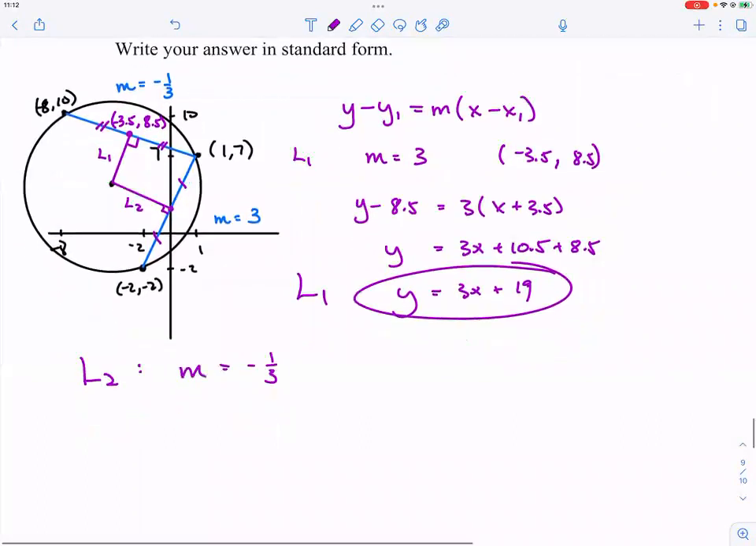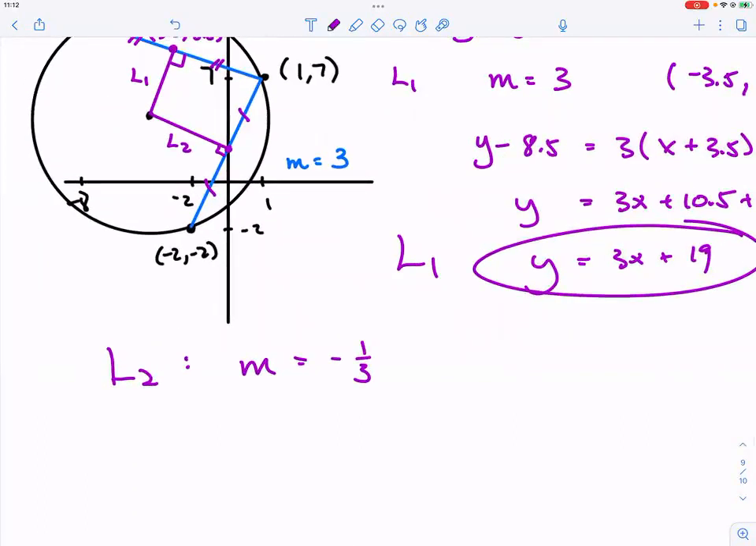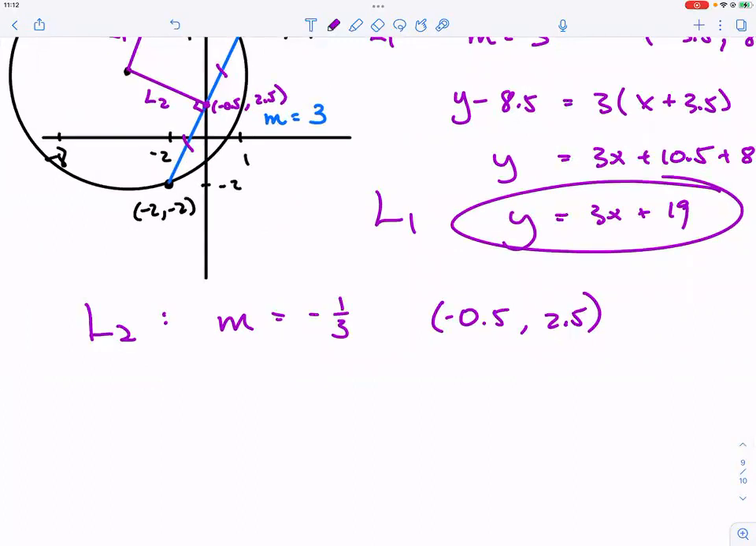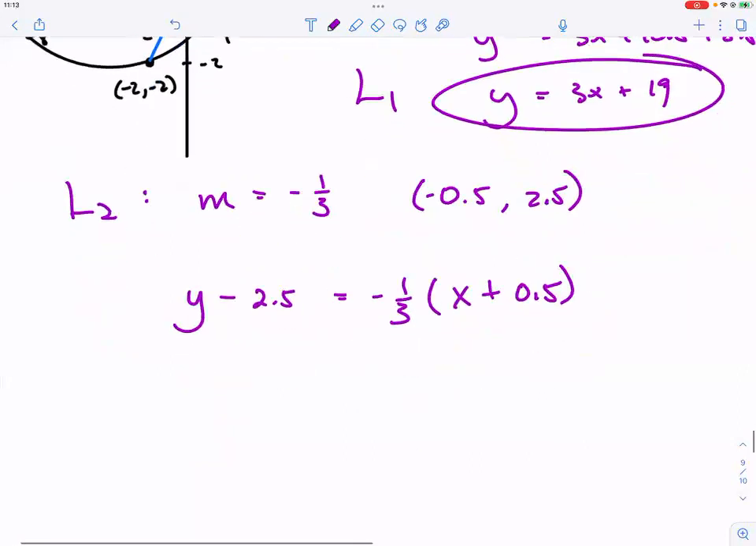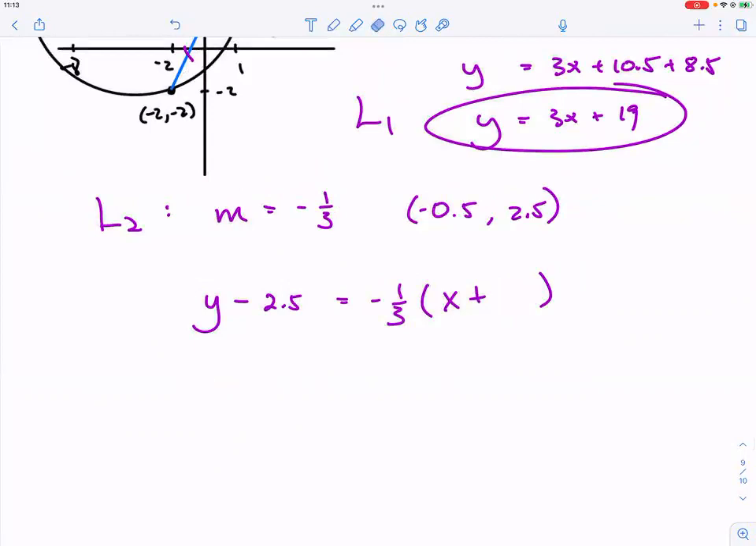and the midpoint between those two. So -2 and 1. So you would get the point at -0.5, comma 2.5. Okay, so we got a point right here, -0.5, comma 2.5. So you have y minus 2.5 equal to negative 1/3, and then x plus 0.5 or 1/2. Actually, I'm going to change it to 1/2 because we're going to have some fractions to deal with.